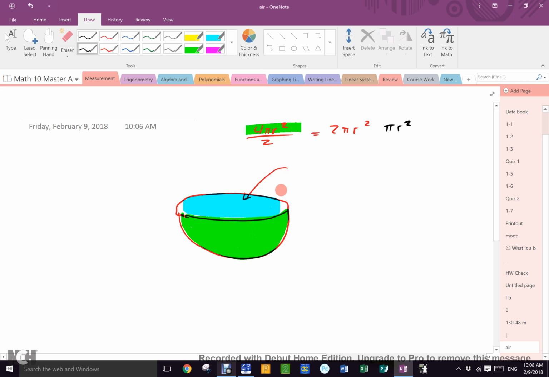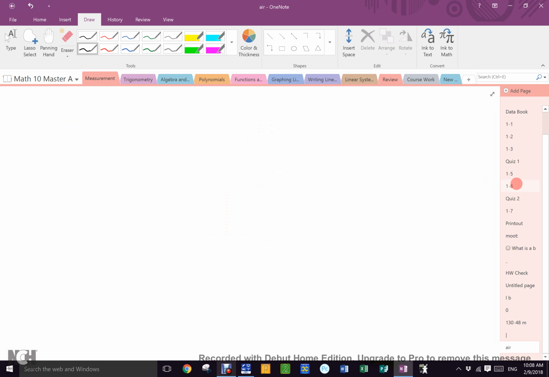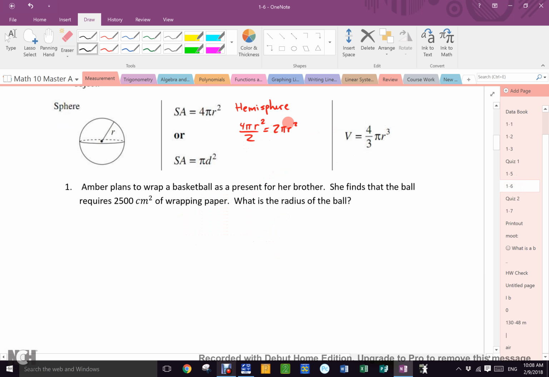So the green part is 2 pi r squared, which we all agree on, but I have to remember to add 1 pi r squared. What is 2 pi r squareds plus 1 pi r squared? 3 pi r squareds. So I have to remember that if I am doing a solid hemisphere, that I am actually adding that circle when I cut it in half. Is everybody with me?